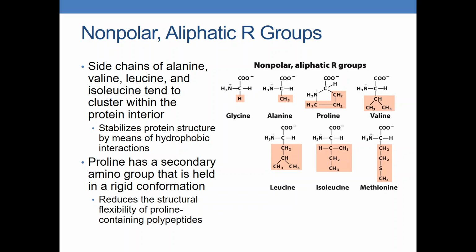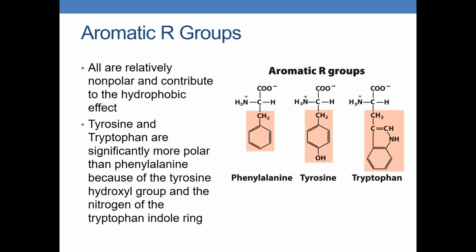Okay, so these are the nonpolar aliphatic amino acids. The next group are the aromatic R groups. A point of confusion that commonly arises in this class, especially for students concurrently taking Biochemistry 1 and Cellular and Molecular Biology, is the treatment of the aromatic amino acids.